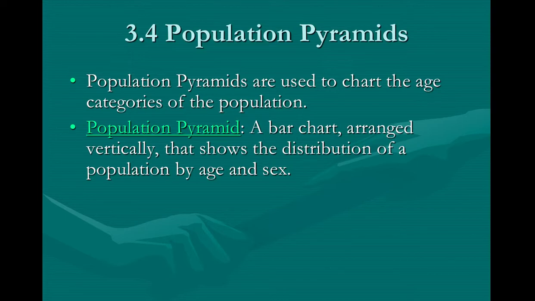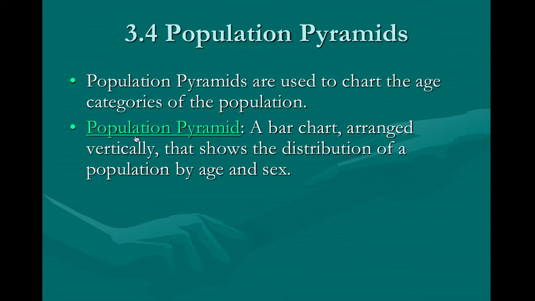So try to imagine what this might look like. First of all, it is a bar chart, so it's going to kind of look like a bar graph. The bars are arranged vertically, so they go side to side. On that graph, it's going to show not only the sex of each side, the male and female of the population, but it's also going to show by age. So by groupings, 0 to 5, 5 to 15, 15 to 20, etc.